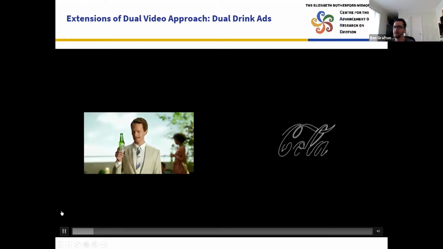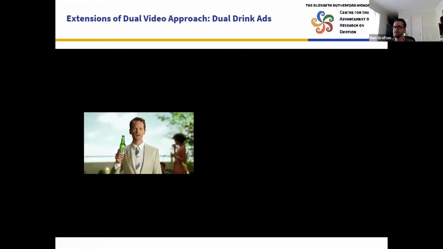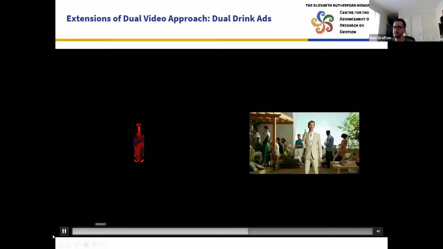Neil Patrick Harris, and this is Heineken Light, winner of the Best Tasting Light Beer at the 2013 World Beer Championship.